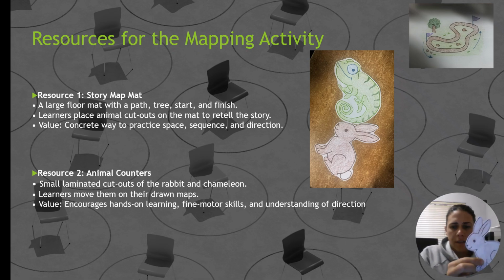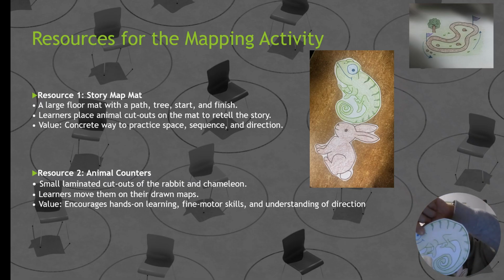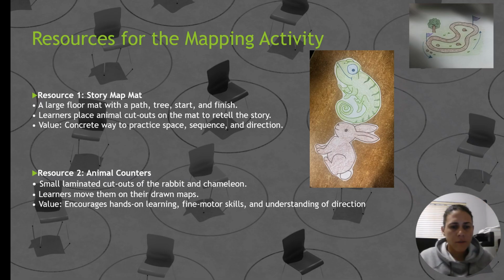You then have a cutout of a rabbit as well as a chameleon. And the learners will move them on their drawn maps from the start along the pathway until the finish line. This will encourage hands-on learning, like fine motor skills and understanding of direction. It is also a concrete way to practice space, sequence, and direction.